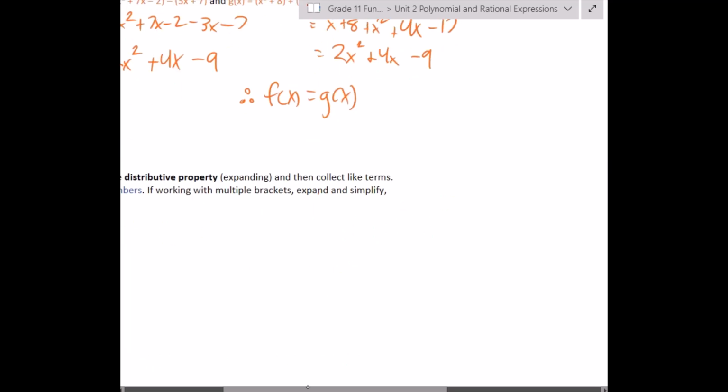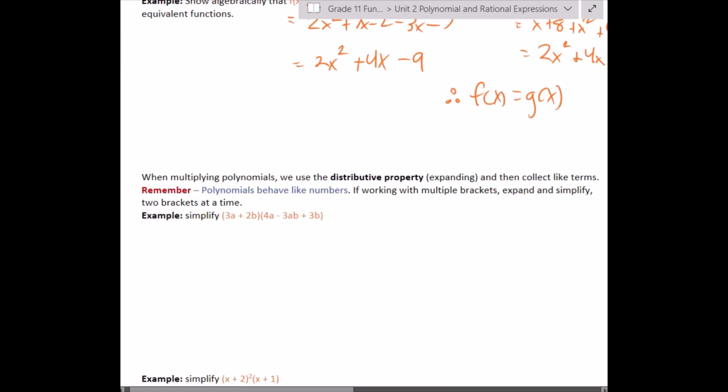Now, when we're multiplying polynomials, we use the distributive property, expanding to then collect like terms. But remember that polynomials behave like numbers. If you're working with multiple brackets, expand and simplify 2 brackets at a time, as you'd only work with 2 numbers at a time. So for example here, we have these 2 brackets, but we have more than 2 terms in one of our brackets.